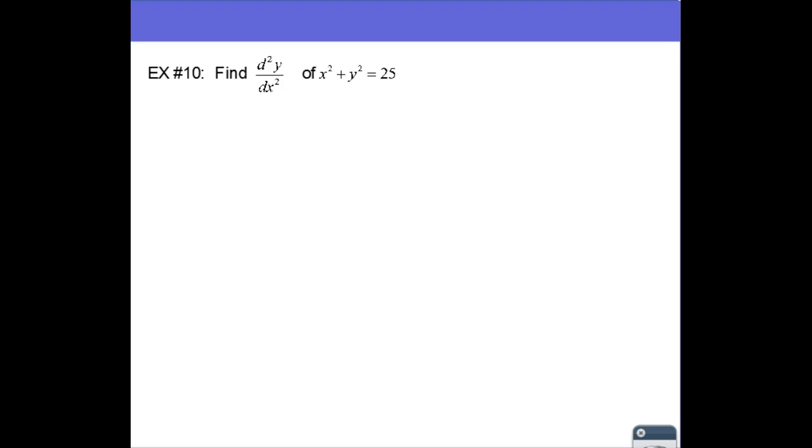In number 10, they want us to find the second derivative of y with respect to x. So let's get started. x squared plus y squared is equal to 25. So, a nice circle equation. Let's go ahead and differentiate.